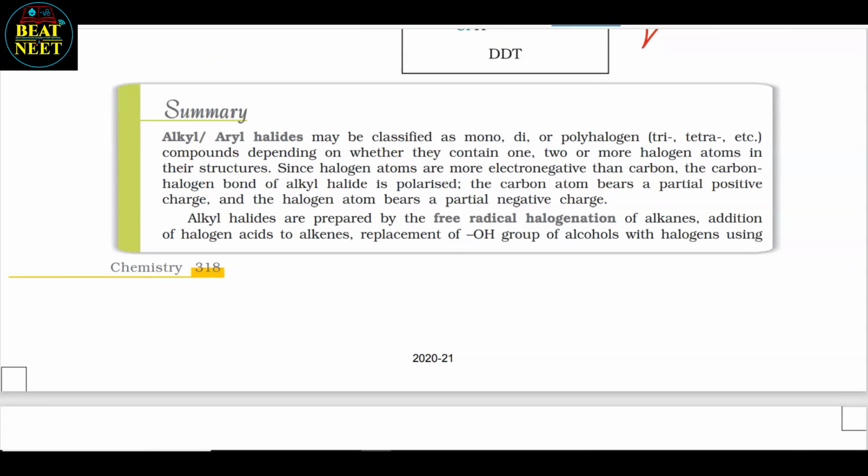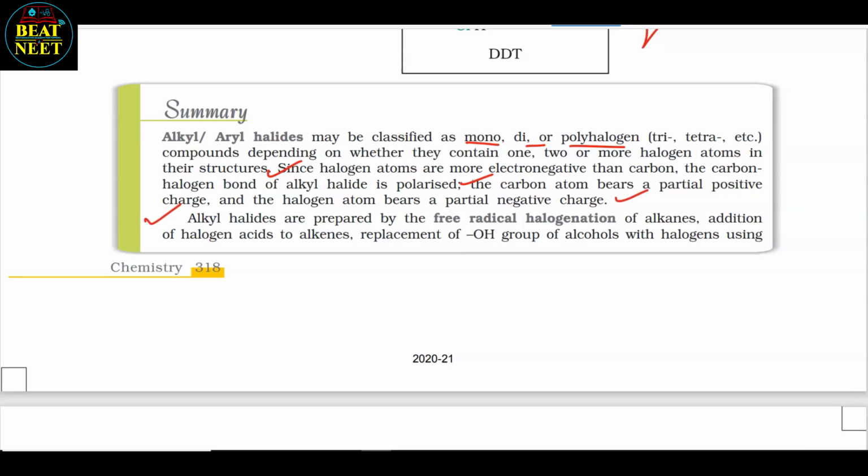Summary: alkyl and aryl halides may be classified as mono, di or polyhalogen (tri, tetra, etc.) compounds depending on whether they contain 1, 2 or more halogen atoms in their structures. Since halogen atoms are more electronegative than carbon, the carbon-halogen bond of alkyl halide is polarized. The carbon atom bears a partial positive charge and the halogen atom bears a partial negative charge.